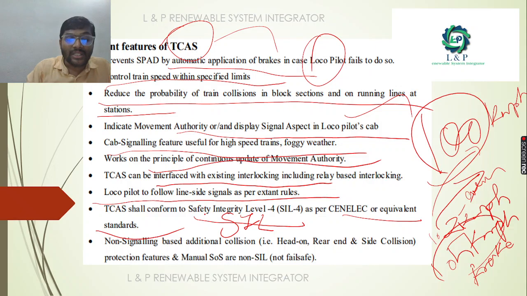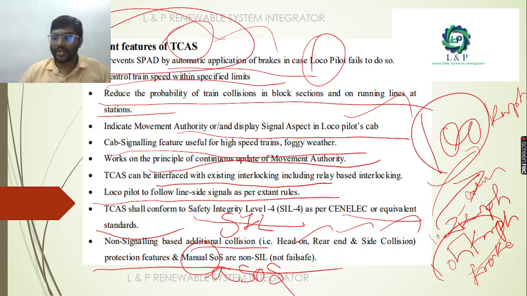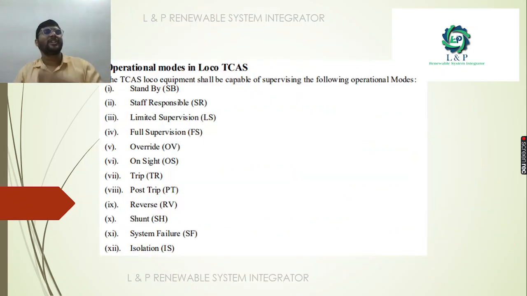And also the non-signaling based additional collision prevention features, that is head-on, rear end, side collision prevention, and manual SAFE or SOLD. All these non-signaling based additional collisions will be avoided with the help of this train collision avoidance system. And what are the different operational modes in the loco train collision avoidance system?